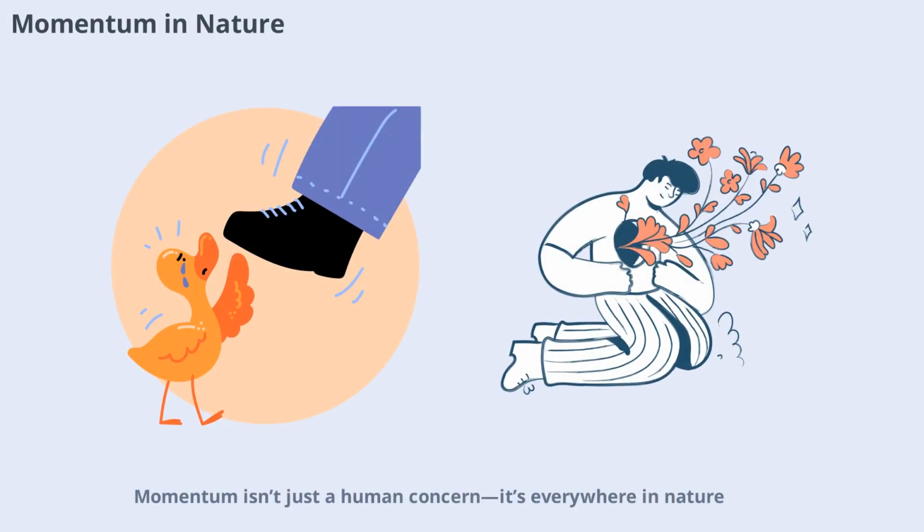Momentum isn't just a human concern, it's everywhere in nature. Animals use momentum to leap, run, or fly. For example, a cheetah builds up momentum to chase prey, while birds use momentum to glide through the air. Even falling raindrops have momentum, which affects how they hit the ground.